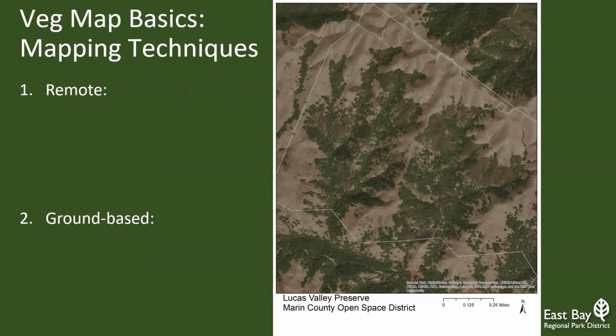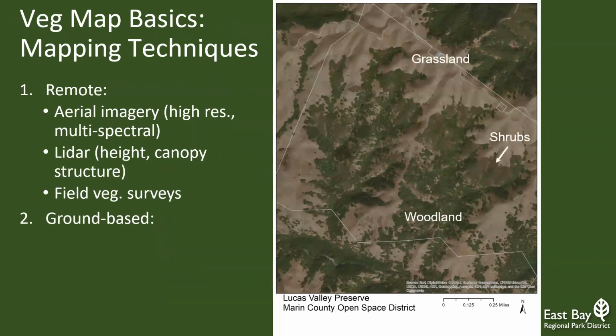Now there's two techniques for mapping. There's remote mapping techniques and there's ground-based mapping techniques. So remote mapping is often used for large projects because it's efficient both in terms of time and cost at a large scale. So mappers will use a number of tools to help detect unique signatures in the vegetation and then name those signatures, put vegetation names on them. And in this image, you can kind of get a sense for the different signatures of vegetation.